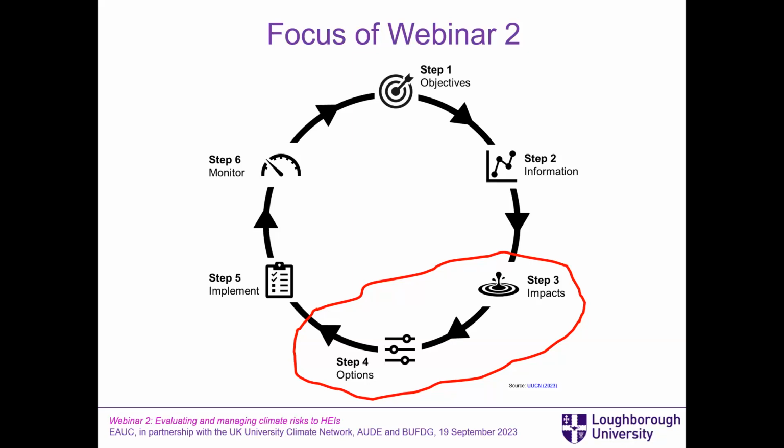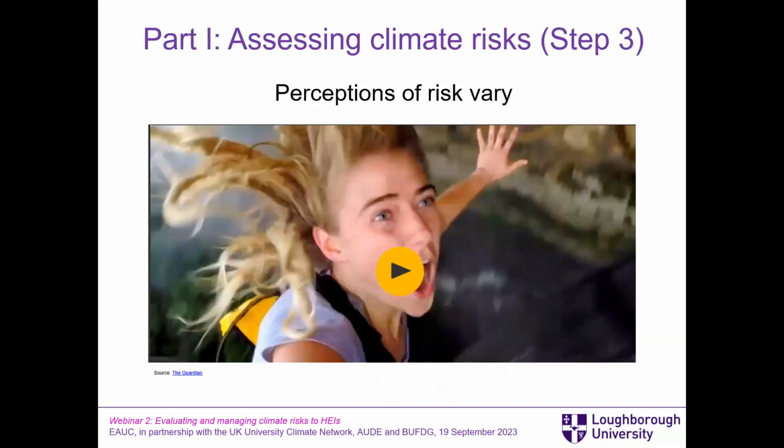That's great. All right, so we're going to move now to step 3 of the climate risk and adaptation framework, thinking about how we assess climate risks and impacts both for the present and future climate. I think it's important to start by recognizing that our individual perceptions of risk vary.